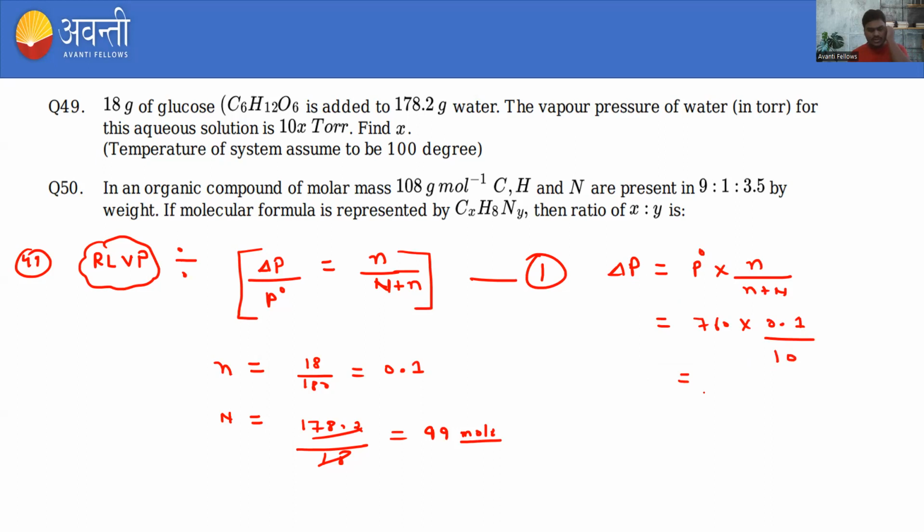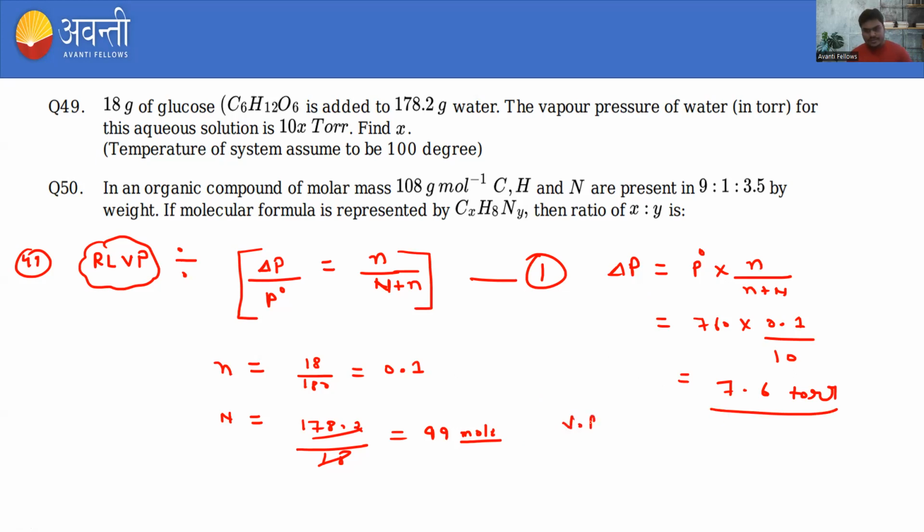Right. So the total value comes out to be 7.6 torr. So this is the answer. So in this question you have to find the 10x. What is the value of x? So the value of x comes out to be what? That is 7 into 6. So this comes out to be vapor pressure of the solution.